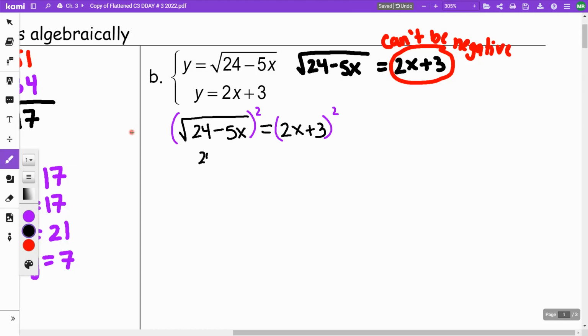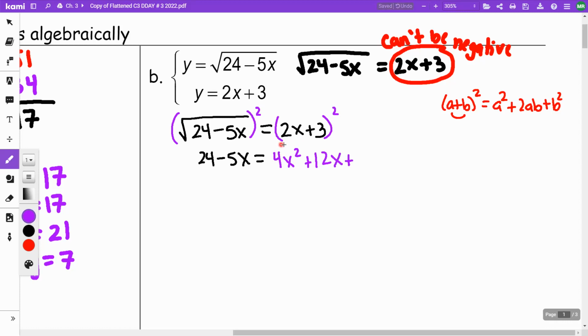And when I do, I'm going to get 24 minus 5x equals, and remember, this is going to be an a plus b squared, which is a squared, multiply together and double, so 2ab plus b squared. So in our situation, I square 2x and I get 4x squared, plus I multiply these together, I get 6x, and I double it, I get 12x, plus when I square 3, I get a 9.